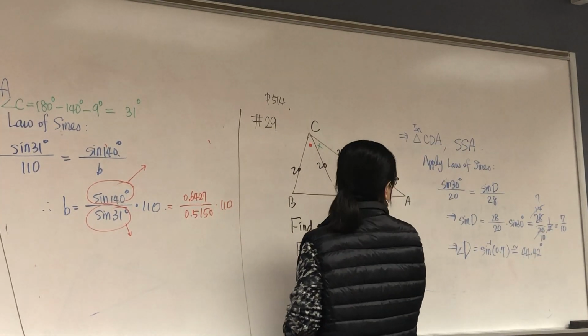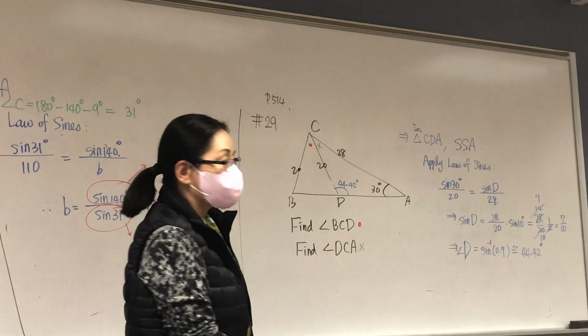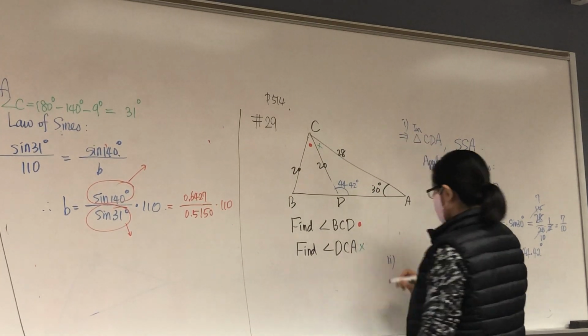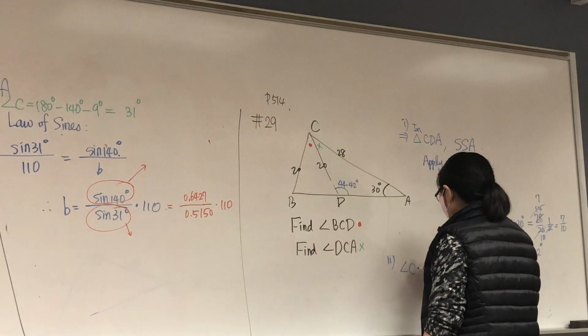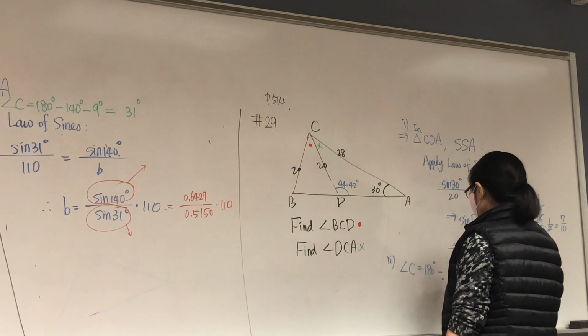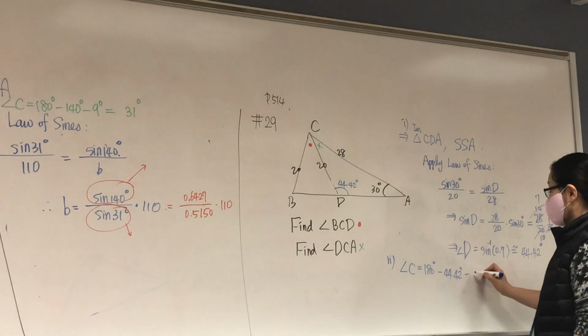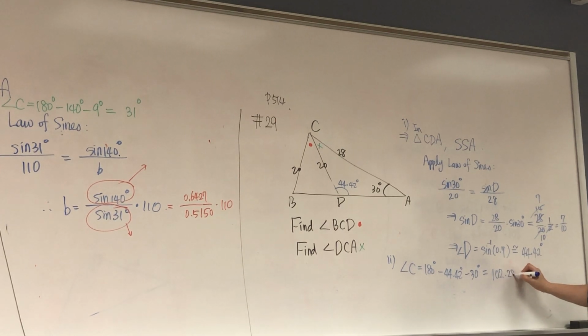So we got 44.42 degrees. This is step 1. What is your next step? We can find angle C now. Good. So angle C is 180 minus 44.42 minus 30 degrees. What is it? 105.58 degrees.